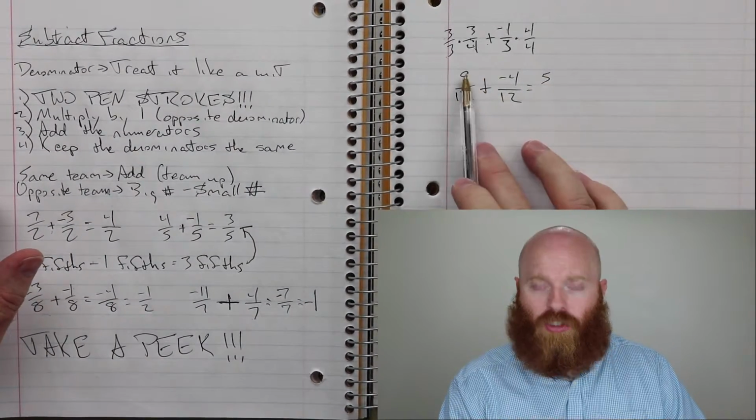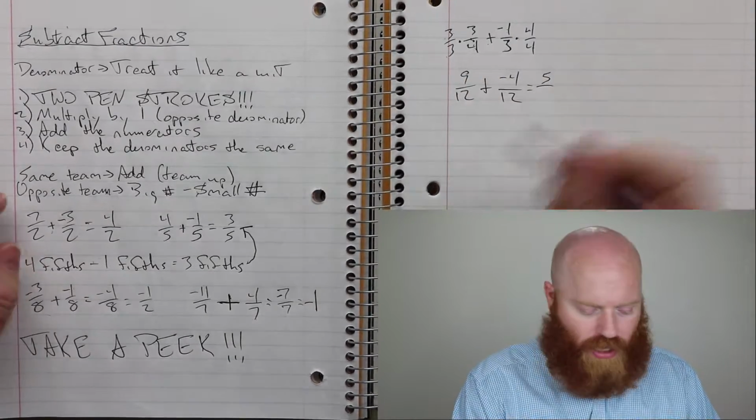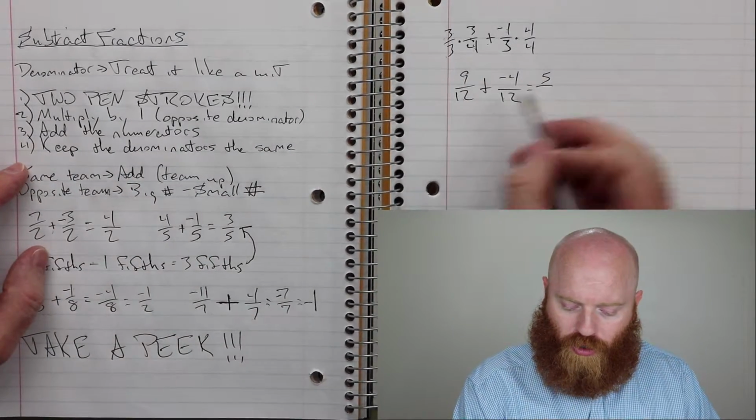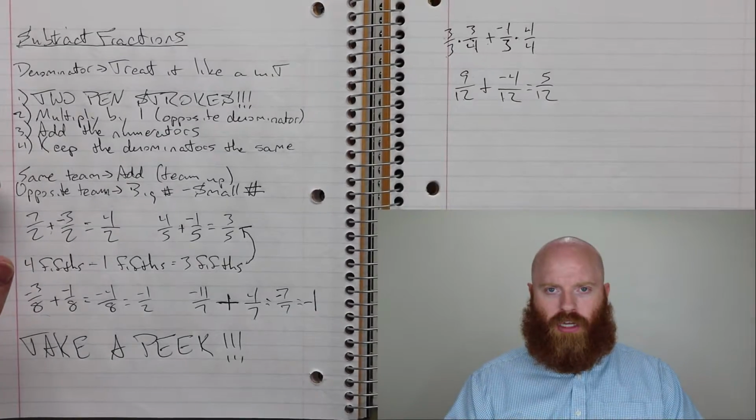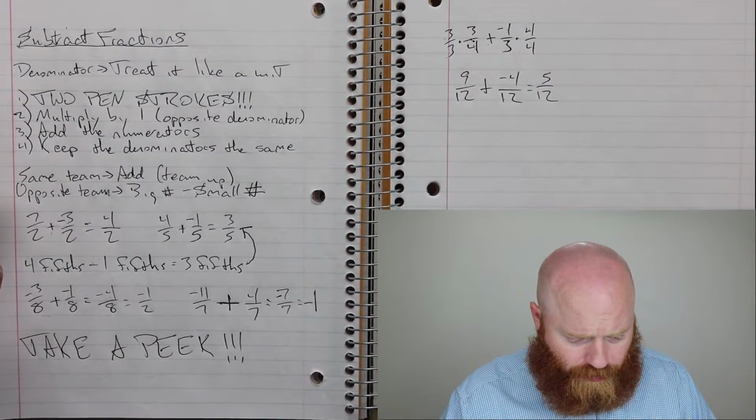How do you know what team they're on? The good guys have more people, so it's going to be a positive 5. And in the last step, keep the denominators at 12, 12, 12. 5 twelfths. That's the answer to that problem.